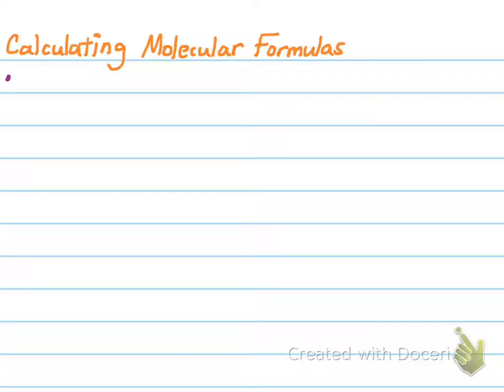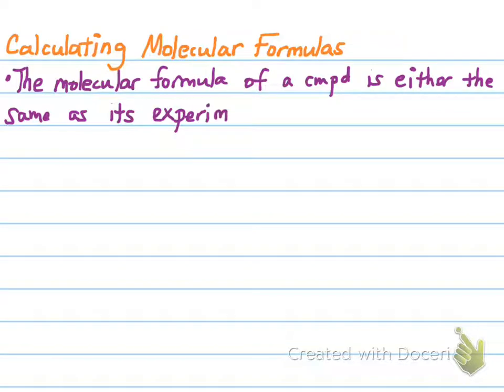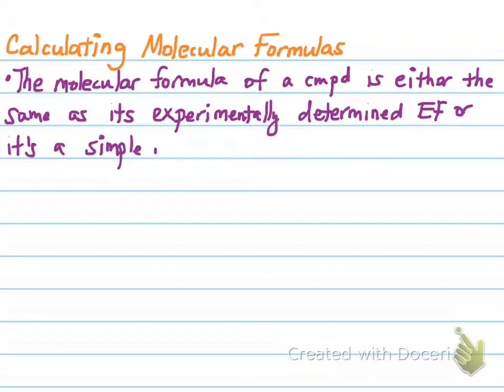So again, we're going to start with this idea that the molecular formula of a compound is either the same as its experimentally determined empirical formula, or it's a simple whole number multiple of its empirical formula.